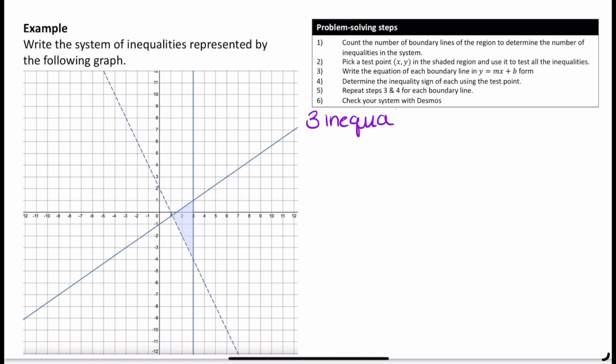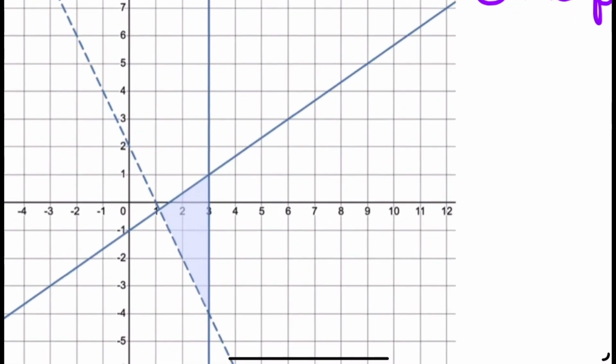So let's go ahead and start figuring out what they are. So remember, I need to find a test point, and I kind of like this point right here. You can see that the point (0, 2) is included.